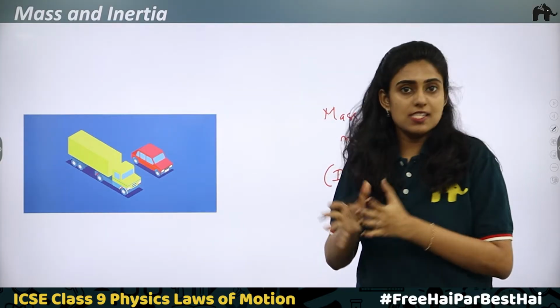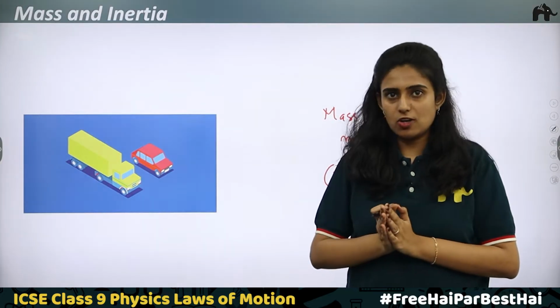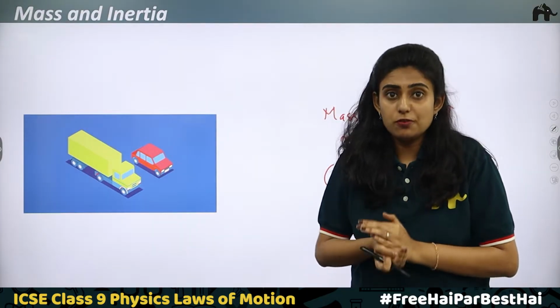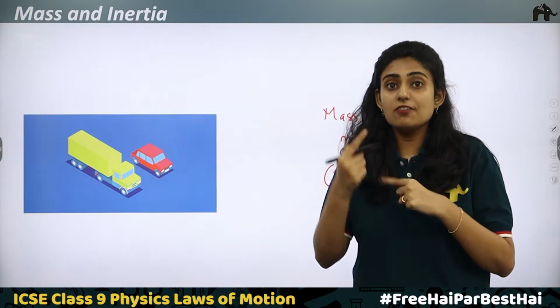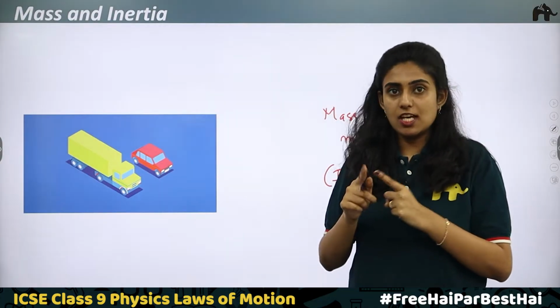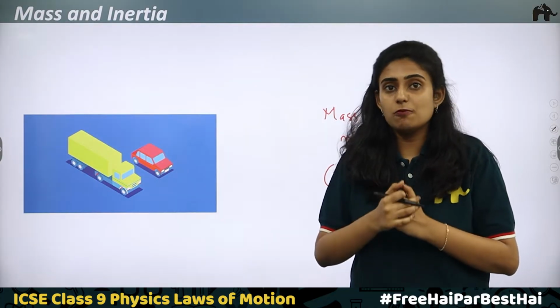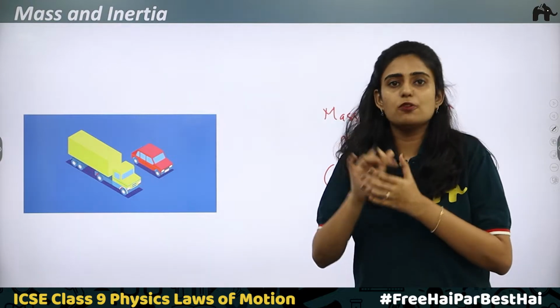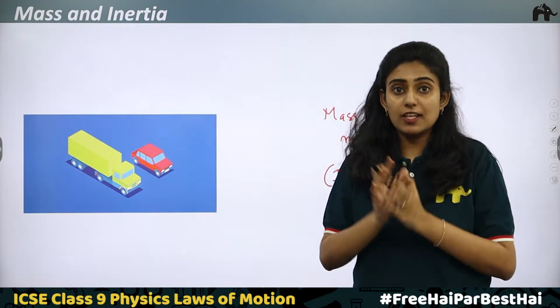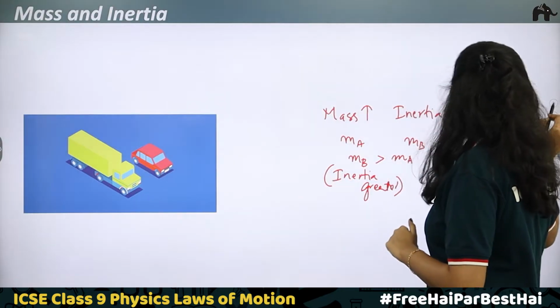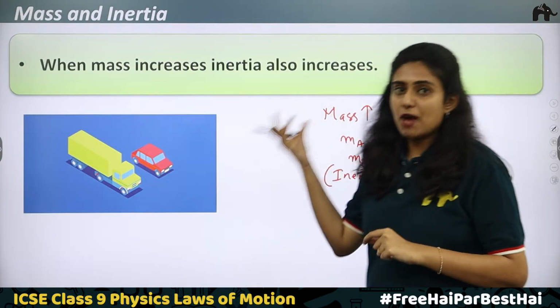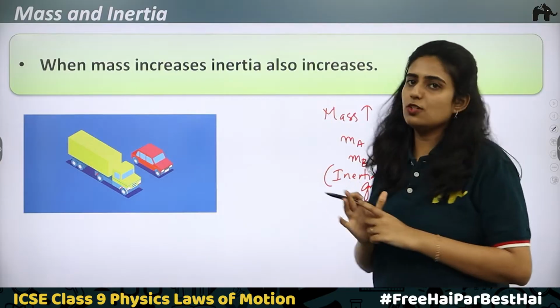If the two bodies are moving, we have to stop the bodies. We have to apply more force. We have to take more effort in the case of the heavier body, because in case of the heavier body, the inertia to remain in its state of motion will be greater. So, more force will have to be applied. So, what can we say? Mass is a measure of inertia. When mass increases, inertia also increases.